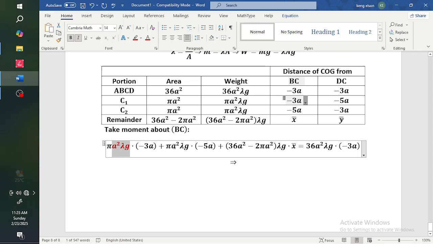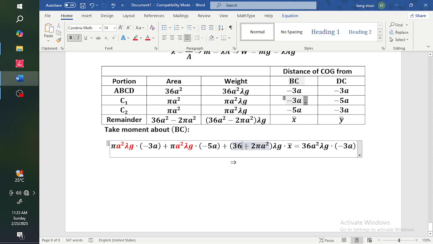Cancels with this a squared lambda g. Now you see that we can factorize a squared from here. If I factorize a squared from here and also from here, I'm going to have a squared outside. So the a squared lambda g also cancels here, and then the a squared lambda g also cancels. So we are going to be left with pi times negative 3a. This also, negative 3a times pi. So we are done with the first term.